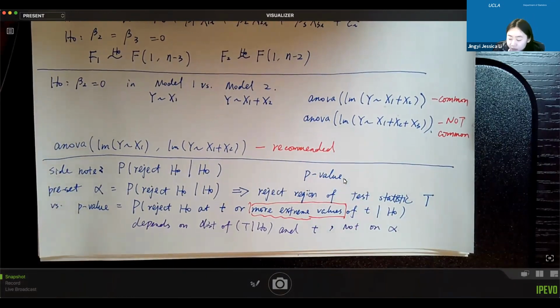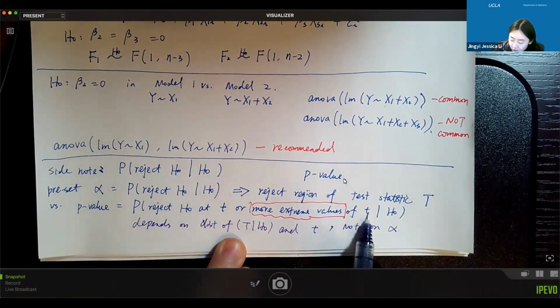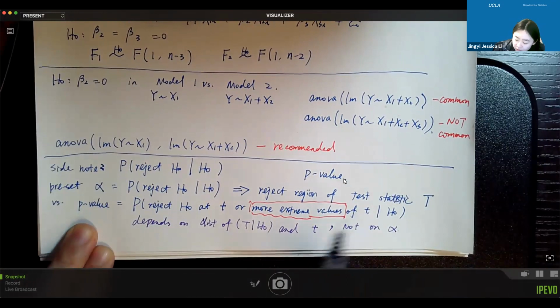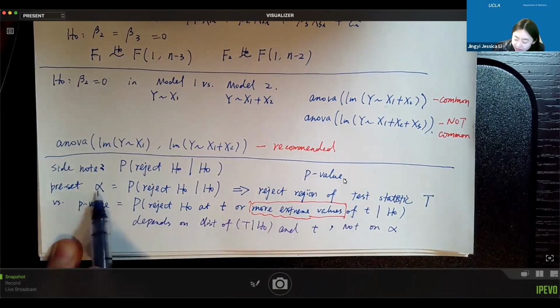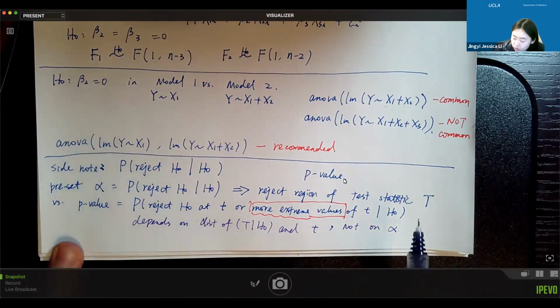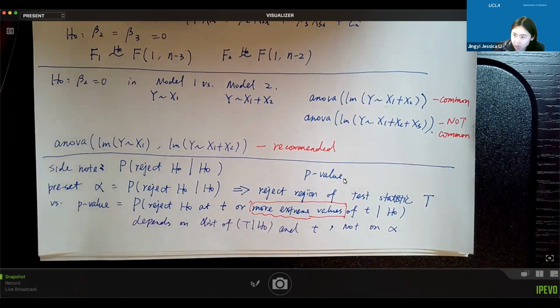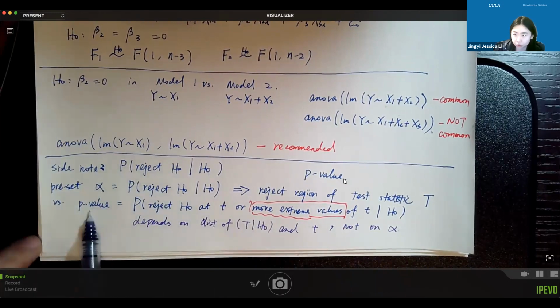So the p-value was proposed for convenience. You can consider it as a conversion. It converts the observed value t to a value between 0 and 1. So later, you only need to compare the p-value against alpha to make a decision. You no longer need to use the original observed statistic t or the null distribution. So this information is all incorporated or combined into this p-value.